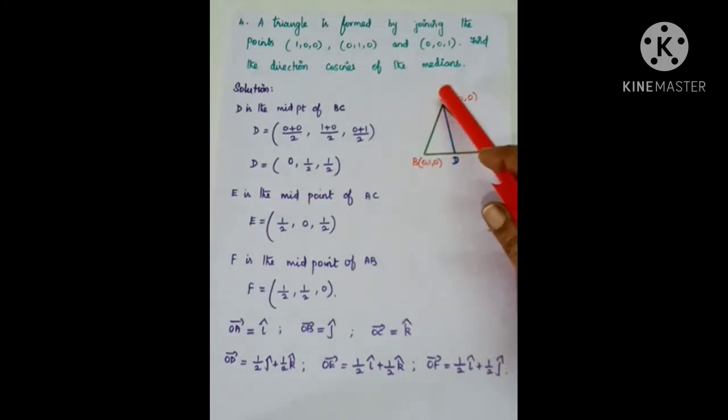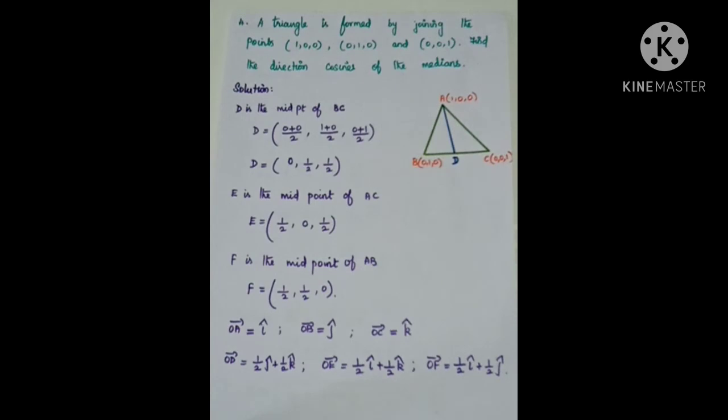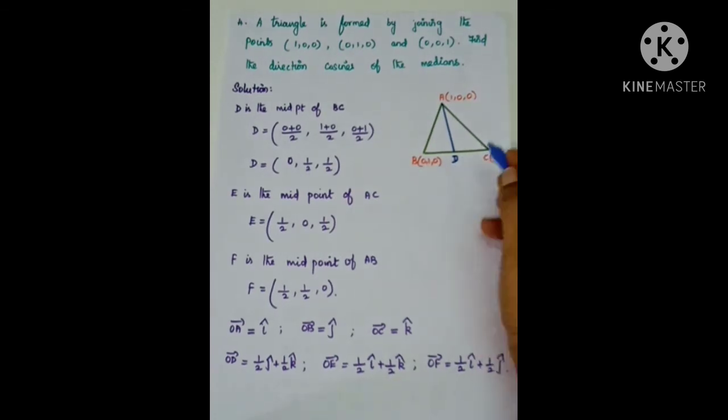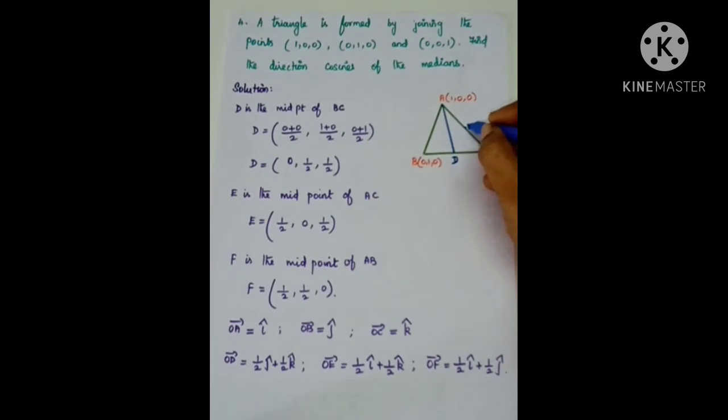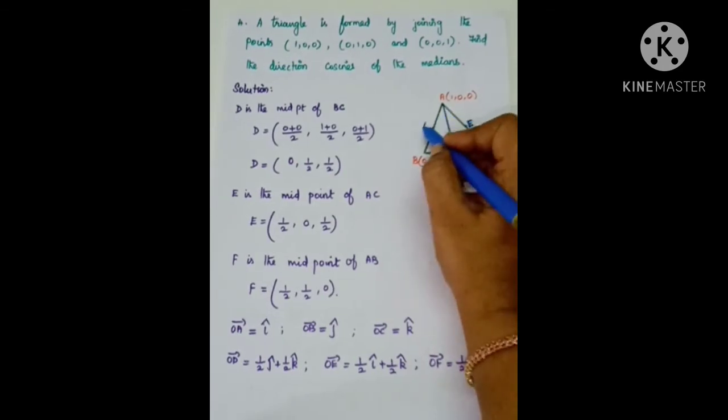So you see that. What is D? AD is one median, and in the same way BE is another median and CF is another median. A median is nothing but the line joining the vertex to the midpoint of the opposite side. So D is the midpoint of BC, E is the midpoint of AC, and F is the midpoint of AB. You have to mark the points D, E, F.